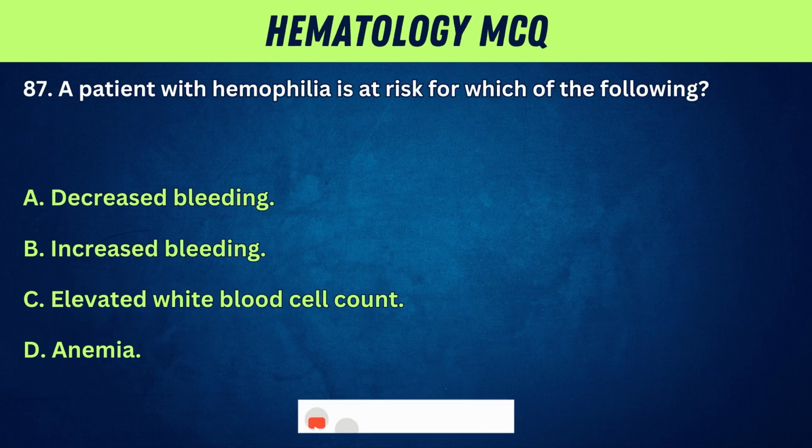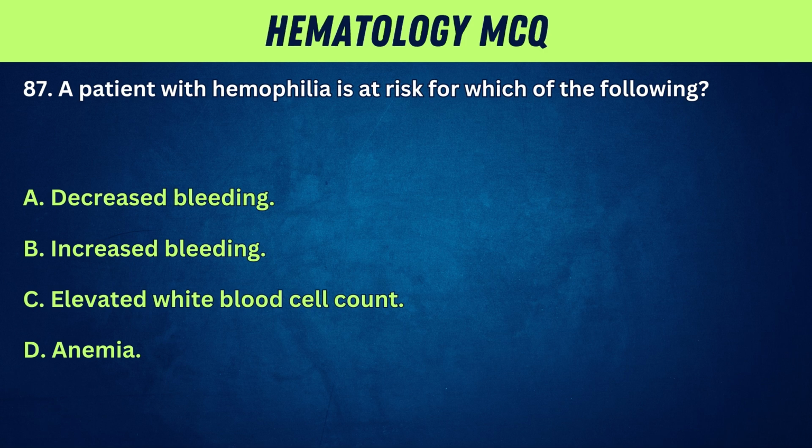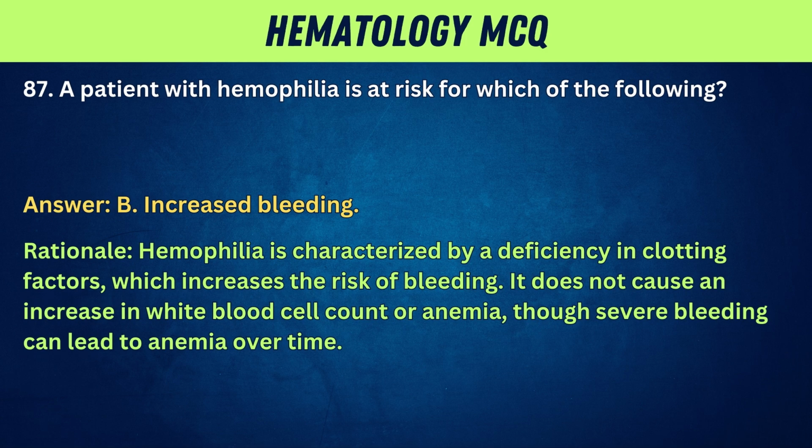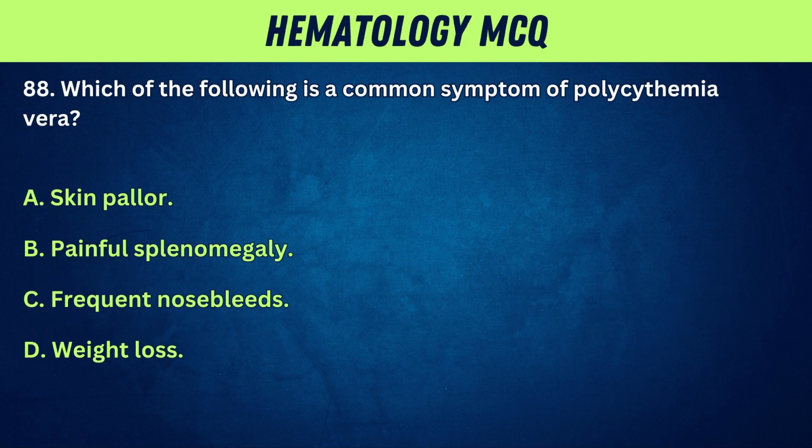87. A patient with hemophilia is at risk for which of the following? A. Decreased bleeding. B. Increased bleeding. C. Elevated white blood cell count. D. Anemia. Answer: B. Increased bleeding. Rationale: hemophilia is characterized by a deficiency in clotting factors, which increases the risk of bleeding. It does not cause an increase in white blood cell count or anemia, though severe bleeding can lead to anemia over time.